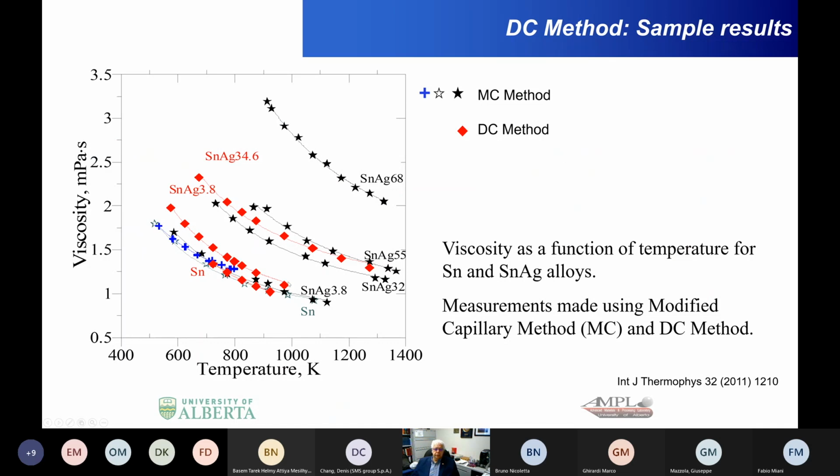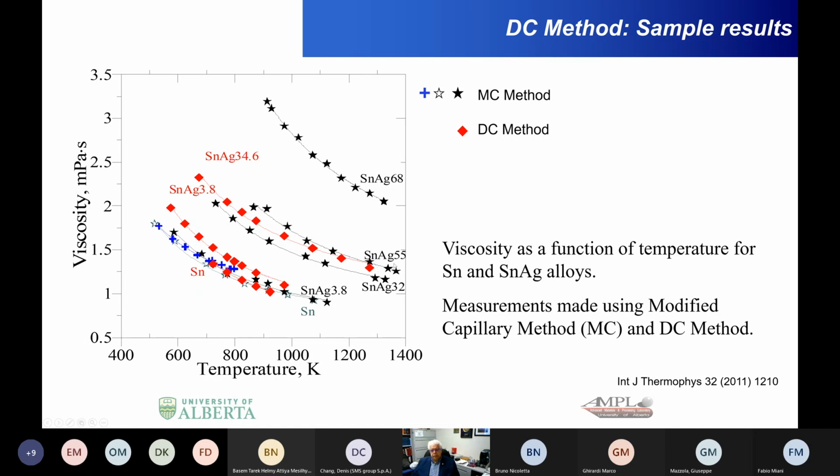For viscosity, I'm showing here the tin silver for different compositions. The work we've done was the work that Tomac again did with the DC method, the red diamonds that are here, and then the other methods are using a modified capillary for viscosity measurements. You can see here we've got the 34.6 tin silver. Here's the 3.8 curve, and this is the pure tin curve.